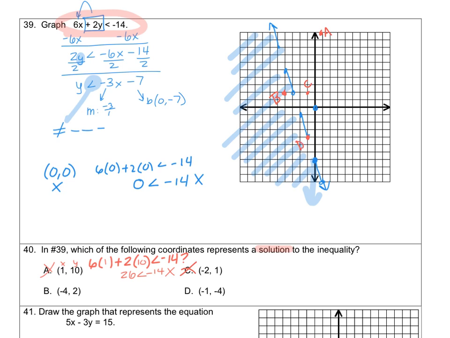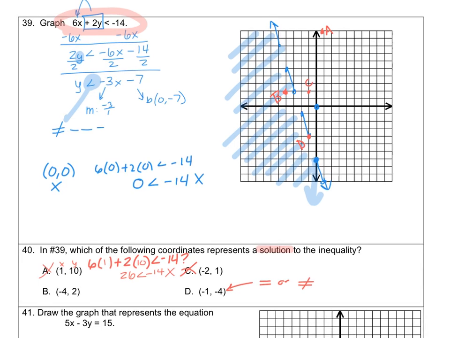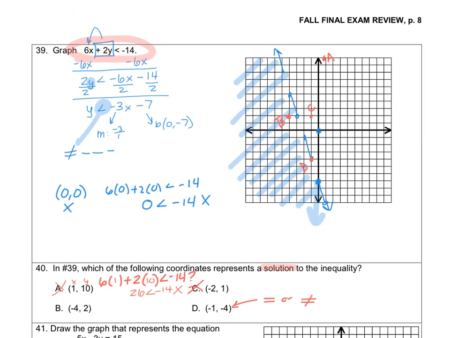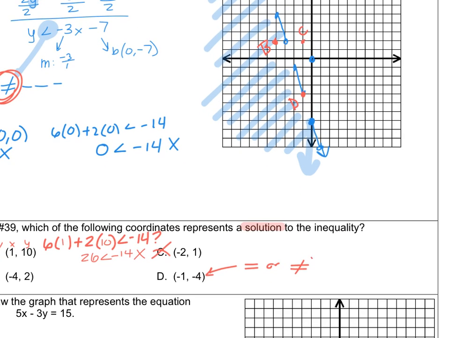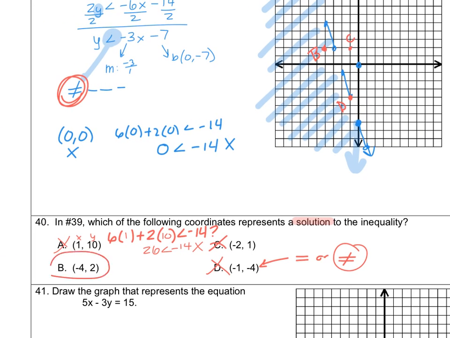So D is one of those ones that we've got to be really careful with. Since it's on my line, I have to know, is it equal or is it not equal when I look at my inequality? Since it's just less than, the line is not included, so that means D is not a solution. So the only one that truly works is B.